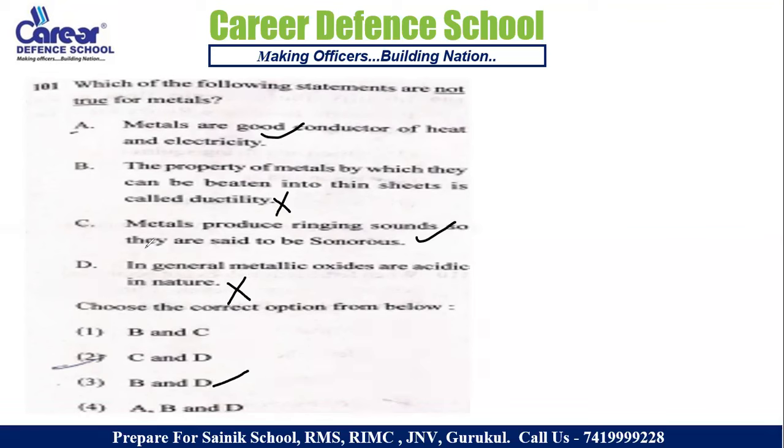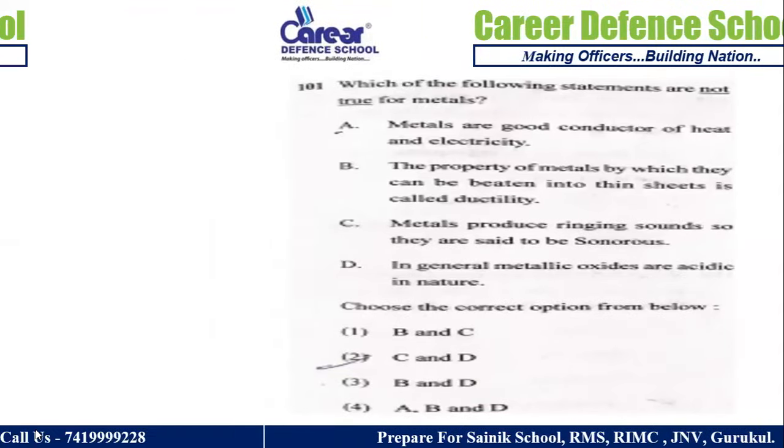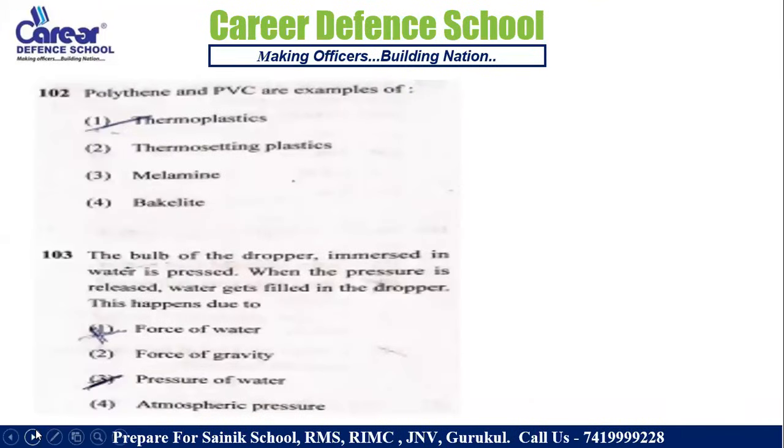Let's move on to the next question. Here is our next question, 102. Polythene and PVC are examples of what? The correct answer for this question: these both are polymers, and polymers have two classes, of which PVC, polyvinyl chloride, comes under thermoplastics. Option number 1 is the correct answer.